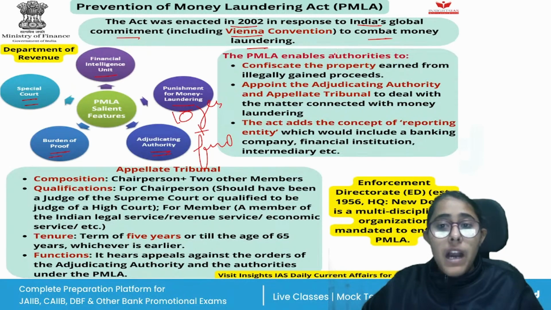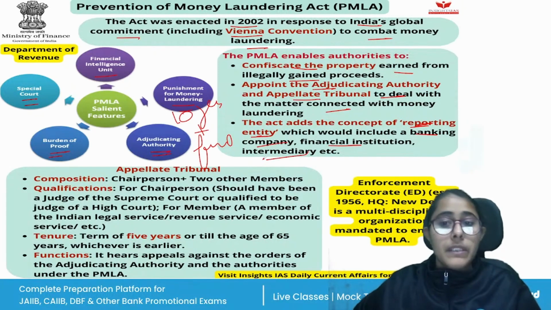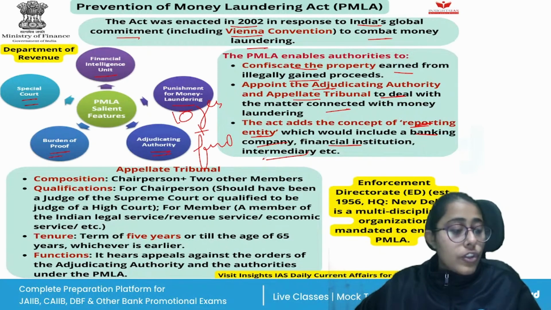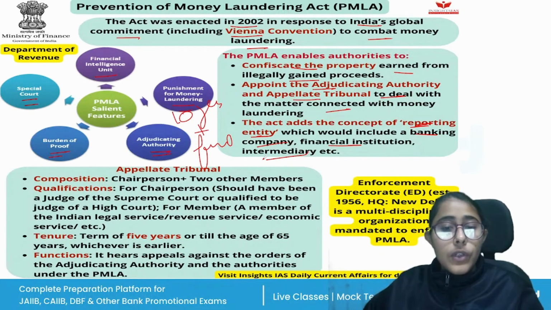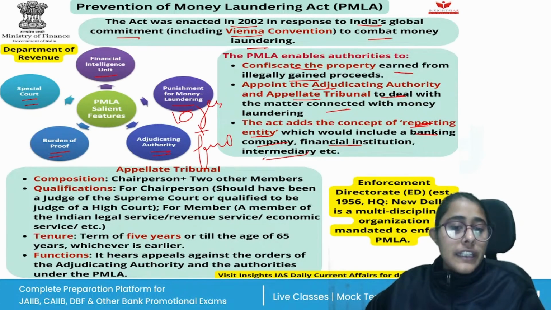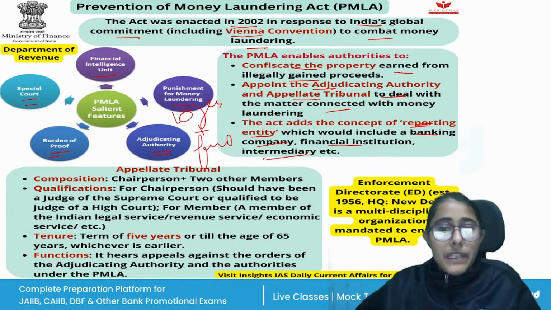So, what are the powers given under the PMLA? To confiscate the property earned from the illegally gained proceeds, to appoint the adjudicating authority and appellate tribunal to deal with the matters connected with money laundering, and the concept of reporting entity, which will include the banking company, financial institution, and intermediary. Then the appellate tribunal will consist of a chairperson plus 2 other members, and their function will be to hear appeals against the adjudicating authority and the authorities under the PMLA.